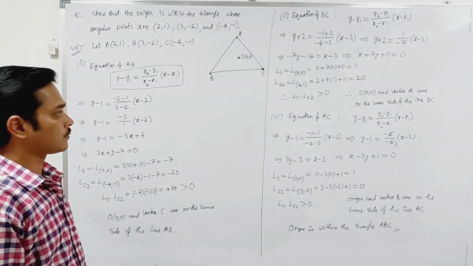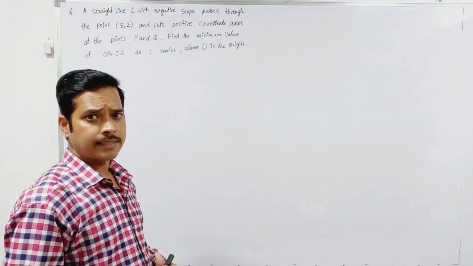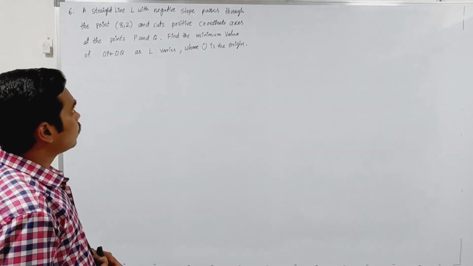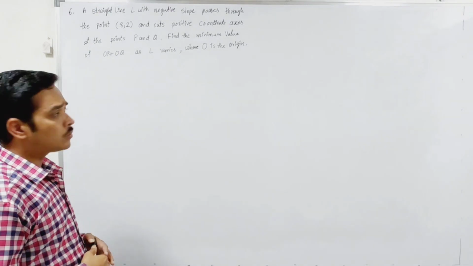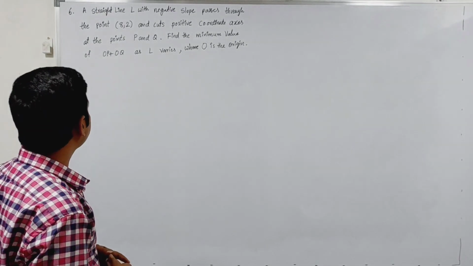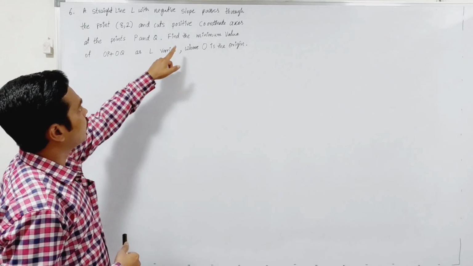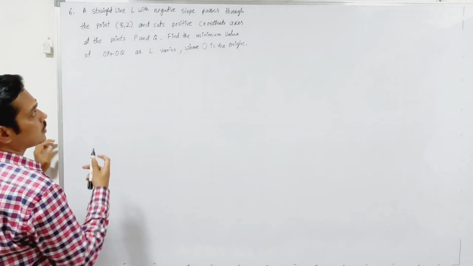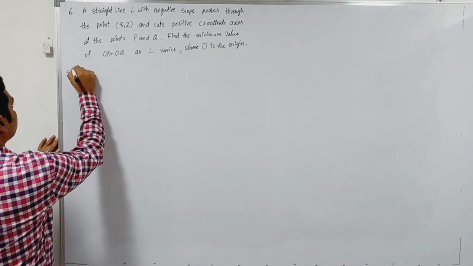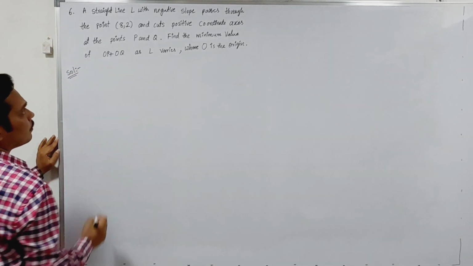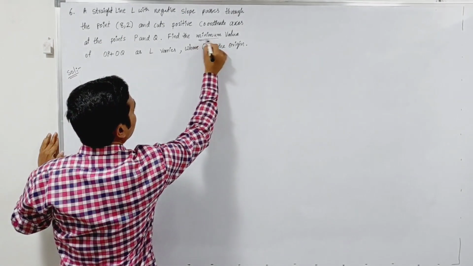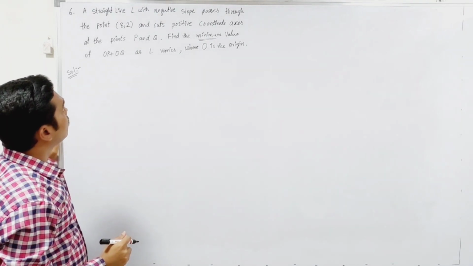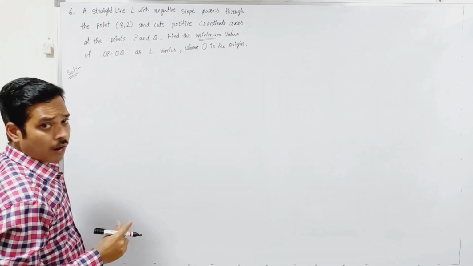Okay. Now, the sixth problem from straight lines LAQs. In this problem, a straight line L with negative slope passes through the point (8, 2) and cuts the positive coordinate axes at the points P and Q. Then find the minimum value of OP plus OQ as L varies, where O is the origin. Given that the line is passing through (8, 2) and has negative slope.